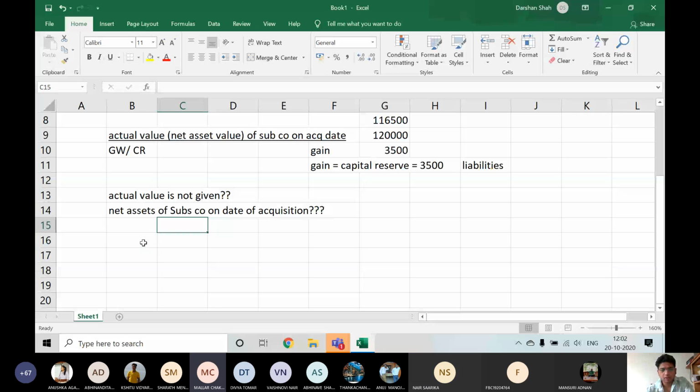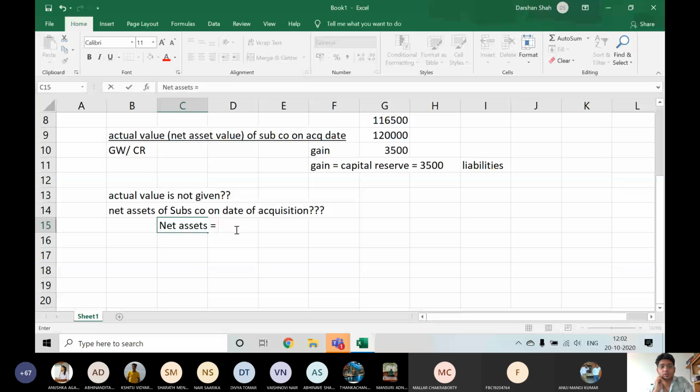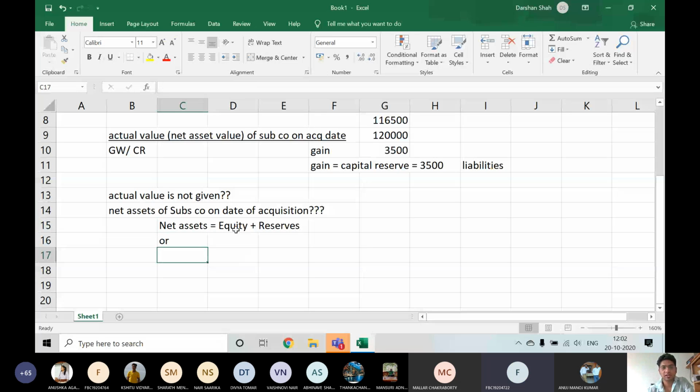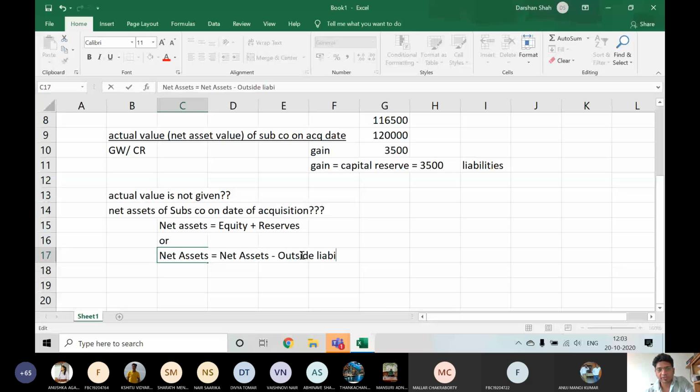Net assets is assets minus total liabilities. Equity plus reserves. What are you saying, say it again. Net assets is equal to equity plus reserves, or assets minus outside liabilities. Yes, correct, that is the same thing: assets minus outside liabilities. Net assets minus outside liabilities. So what do you mean by net assets? What do you mean by net asset?